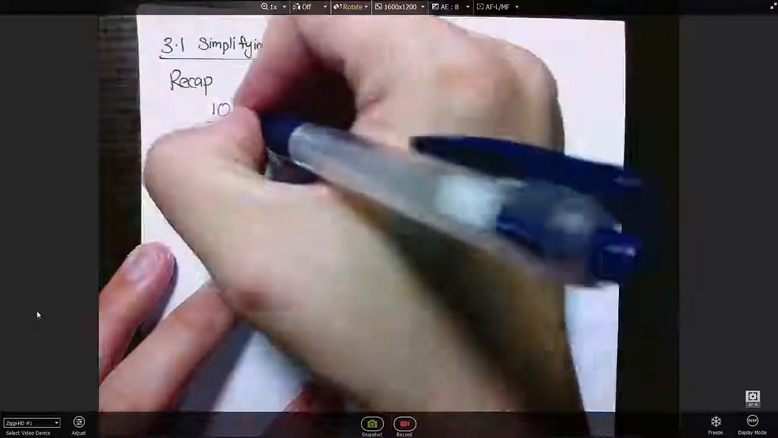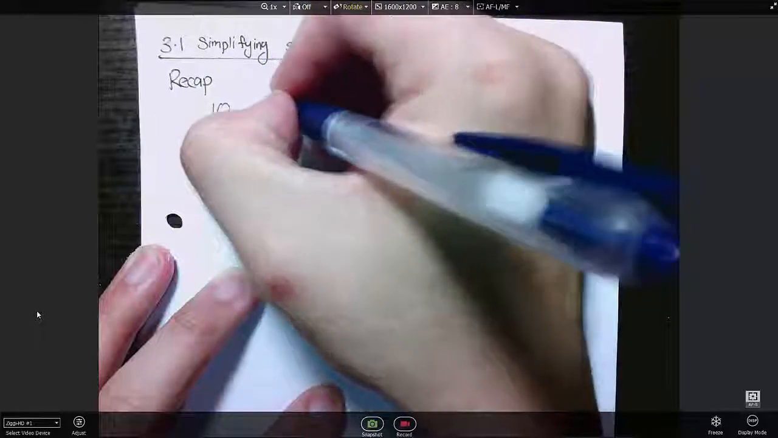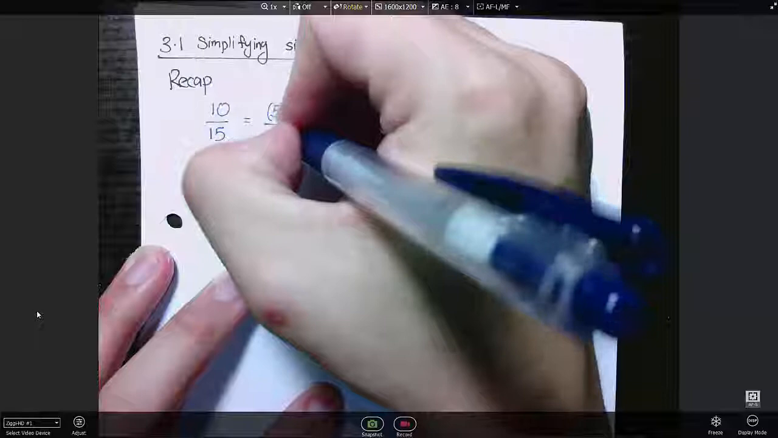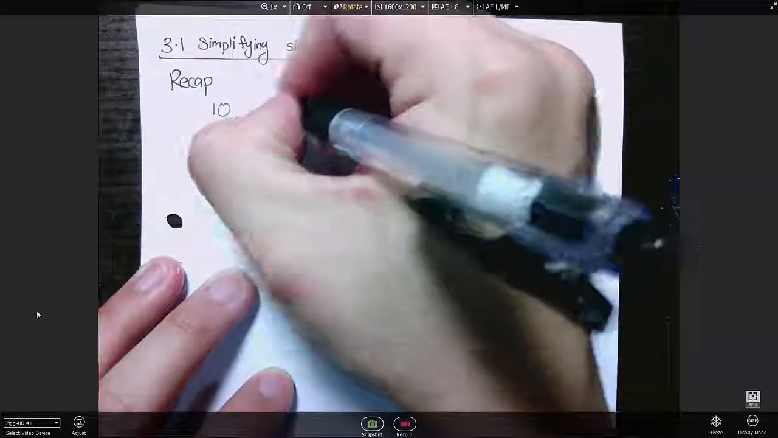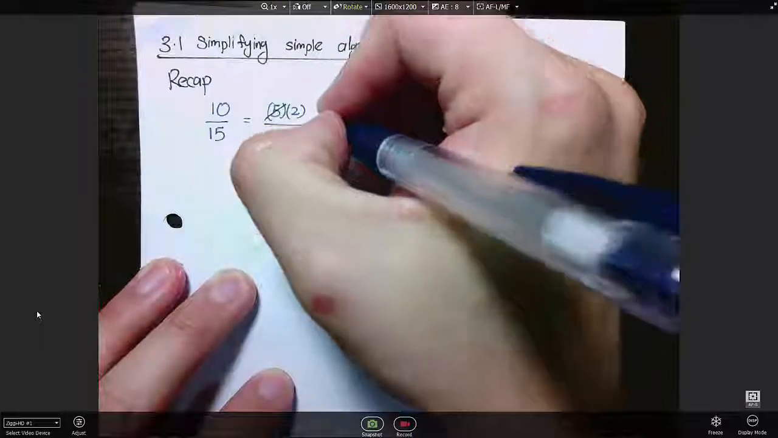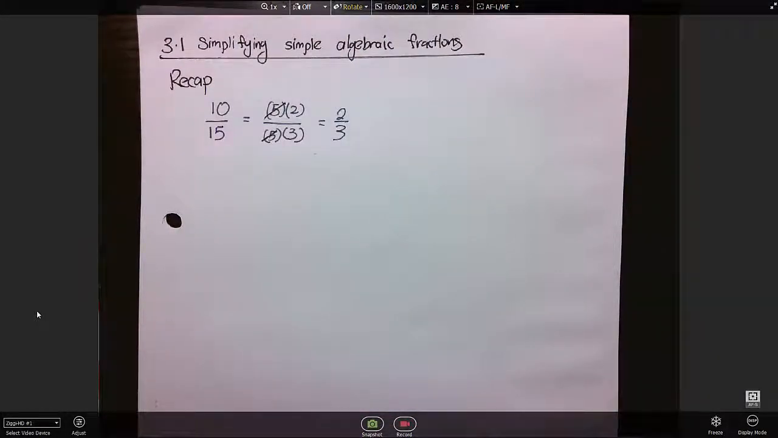We will know that actually 10 is made up of 5 times 2, while 15 is made up of 5 times 3. And what can we simplify here? We can actually eliminate the 5 and the 5. So the simplified fraction will be 2 over 3. So that's the concept that we have from primary school. Now we are going to do something similar in secondary 2.